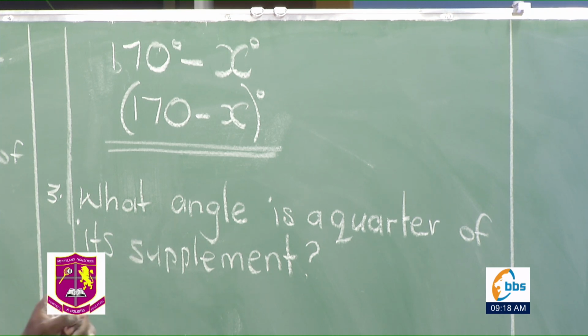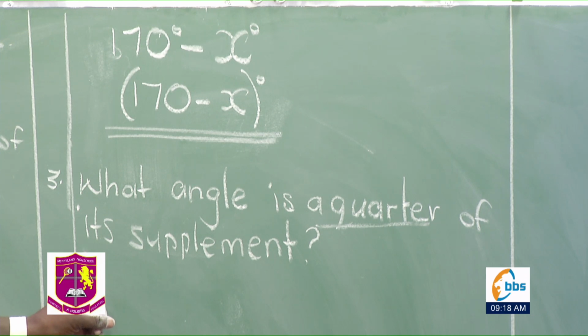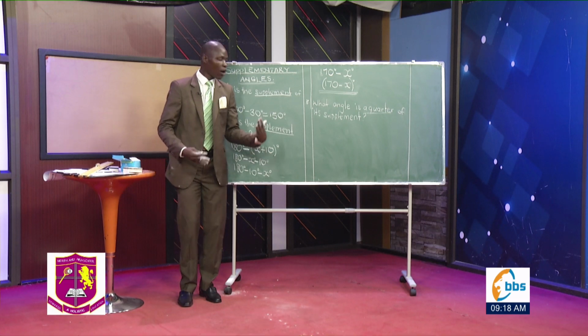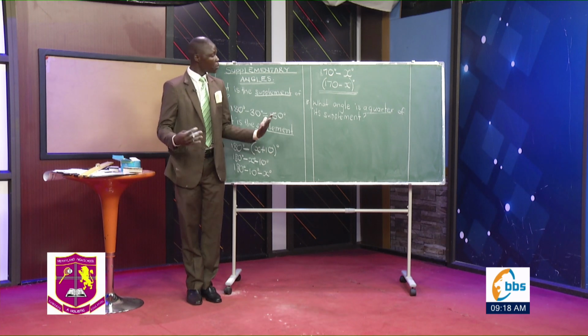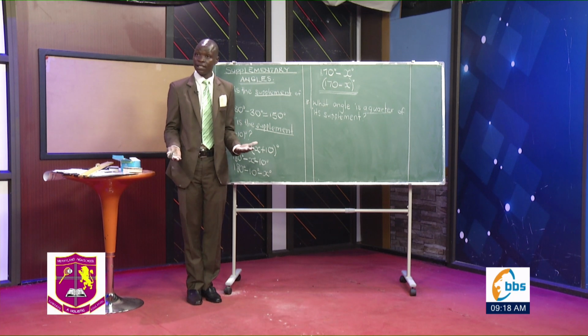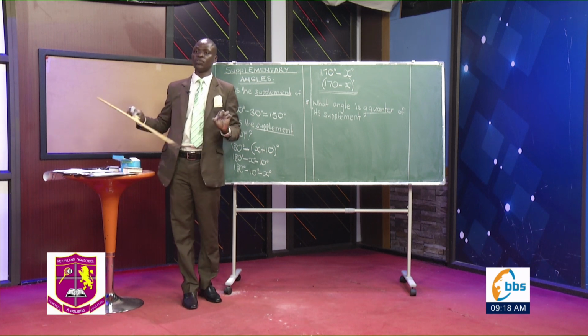What angle is a quarter of its supplement? The angle which is a quarter of its supplement. So here, we don't know the supplement, neither do we know the angle. Therefore, we shall need to assume. See how the reasoning now starts. You don't know the angle, you don't know also the supplement. So at this point, we shall need to assume. And it is easier to have your table.